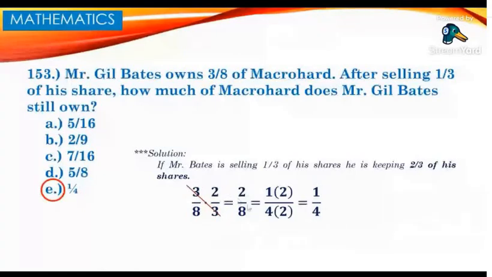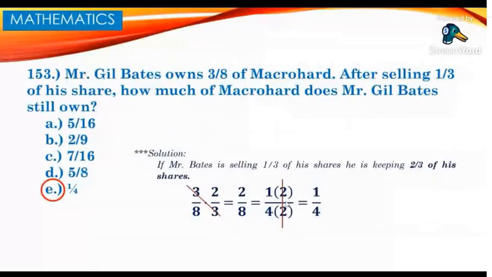Okay, so let's have, the answer is 2/8. So we could still simplify 2/8. Factor out 2, that's 1 times 2. And then we could factor out 8, that is 4 times 2. And then we cancel out 2. So the correct answer for this is letter E, which is 1/4.